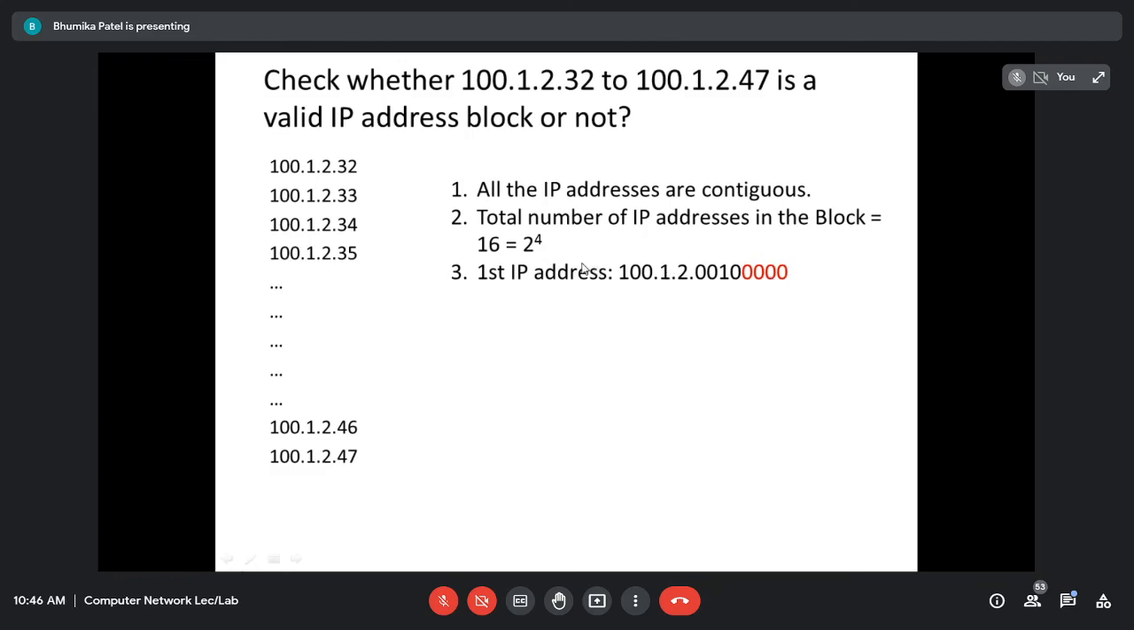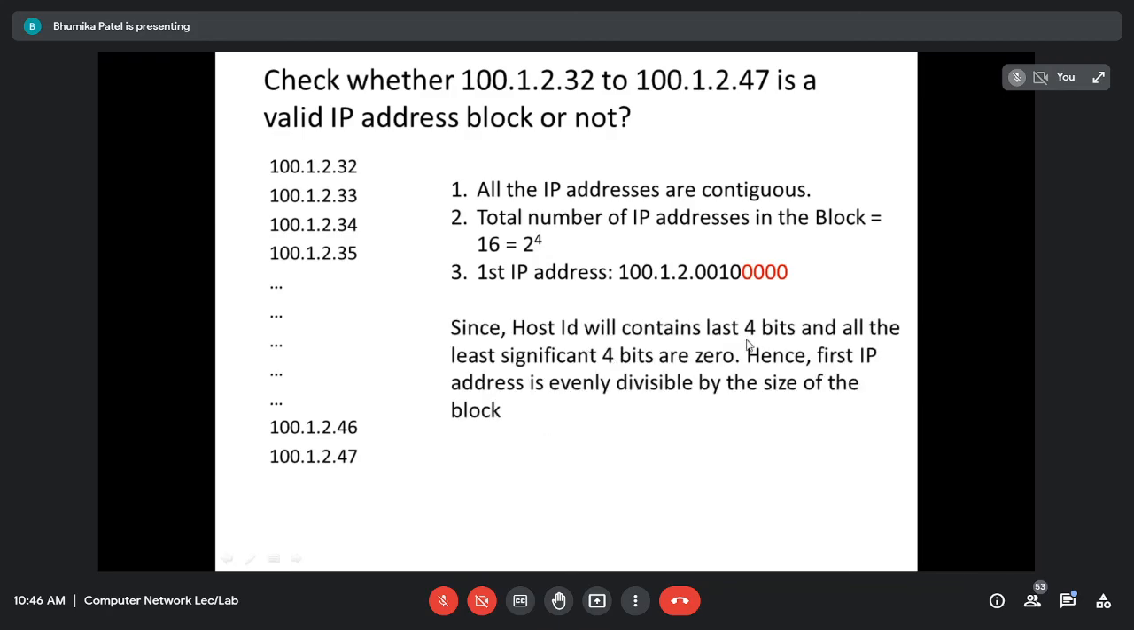The last IP address શું હશે? Obviously 1. 4 bits બધા 1 હશે, then it will represent 47. So host ID will contain the last 4 bits and all the least significant bits are 0, and hence we can say it is evenly divisible by the size of the block. Because 4 bits જો host ID ના હોય, 32 minus 4 is 28. So /28 notation આવશે આપણું. A.B.C.D/n લખવાનું છે, તો slash શું આવશે? 28. You have to subtract this 4 from the 32. Okay, everyone is getting it? Yes, ma'am. Okay, so hence we can say it is a valid IP address block.